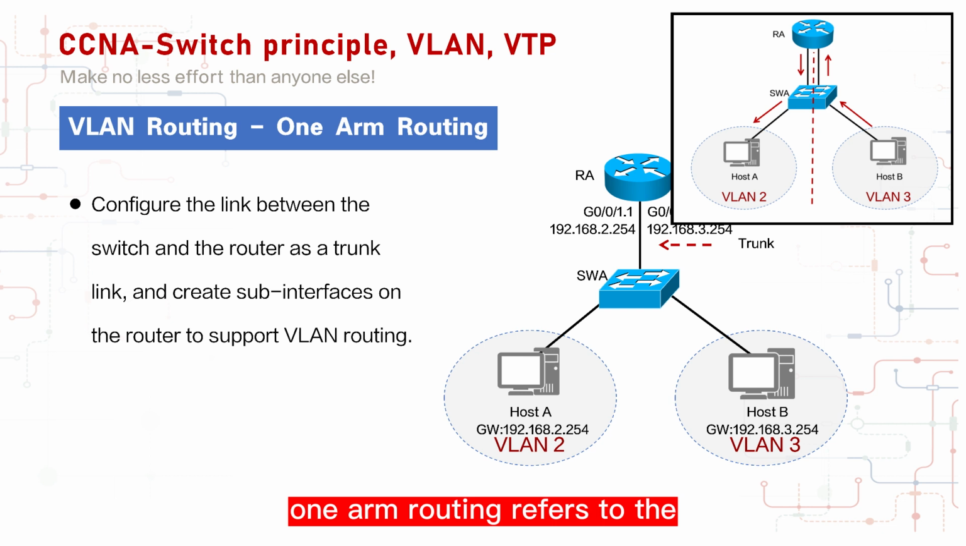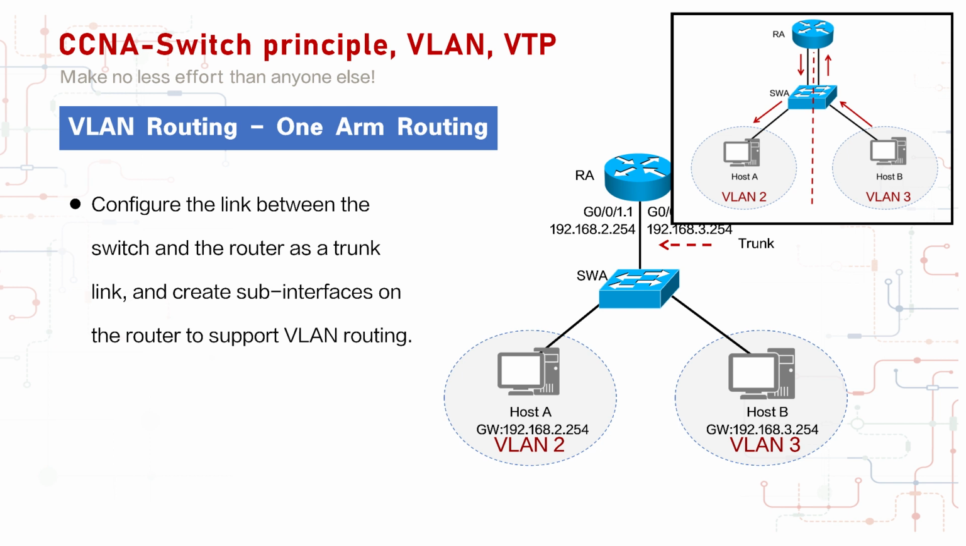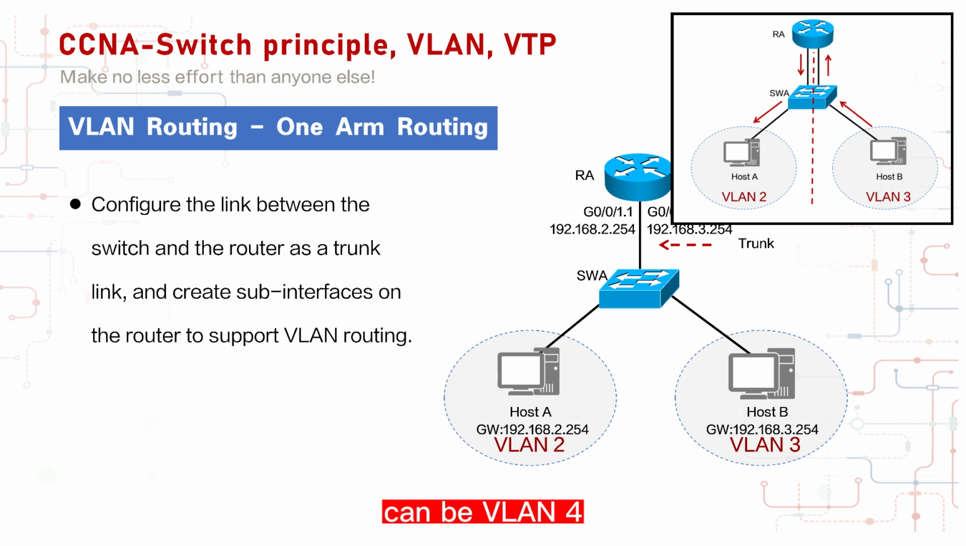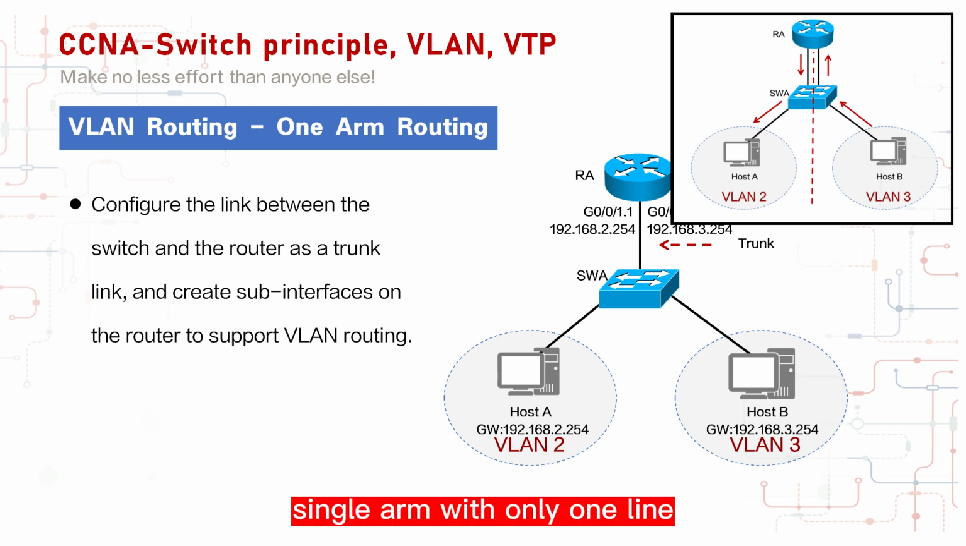One-arm routing refers to this: only one interface undertakes the traffic of multiple VLANs. In the future, there will be more than just these 2 flows. It can be VLAN 4 or VLAN 5. They can connect, and then all go through this line. Single arm with only one line. Let's talk about how it's done.